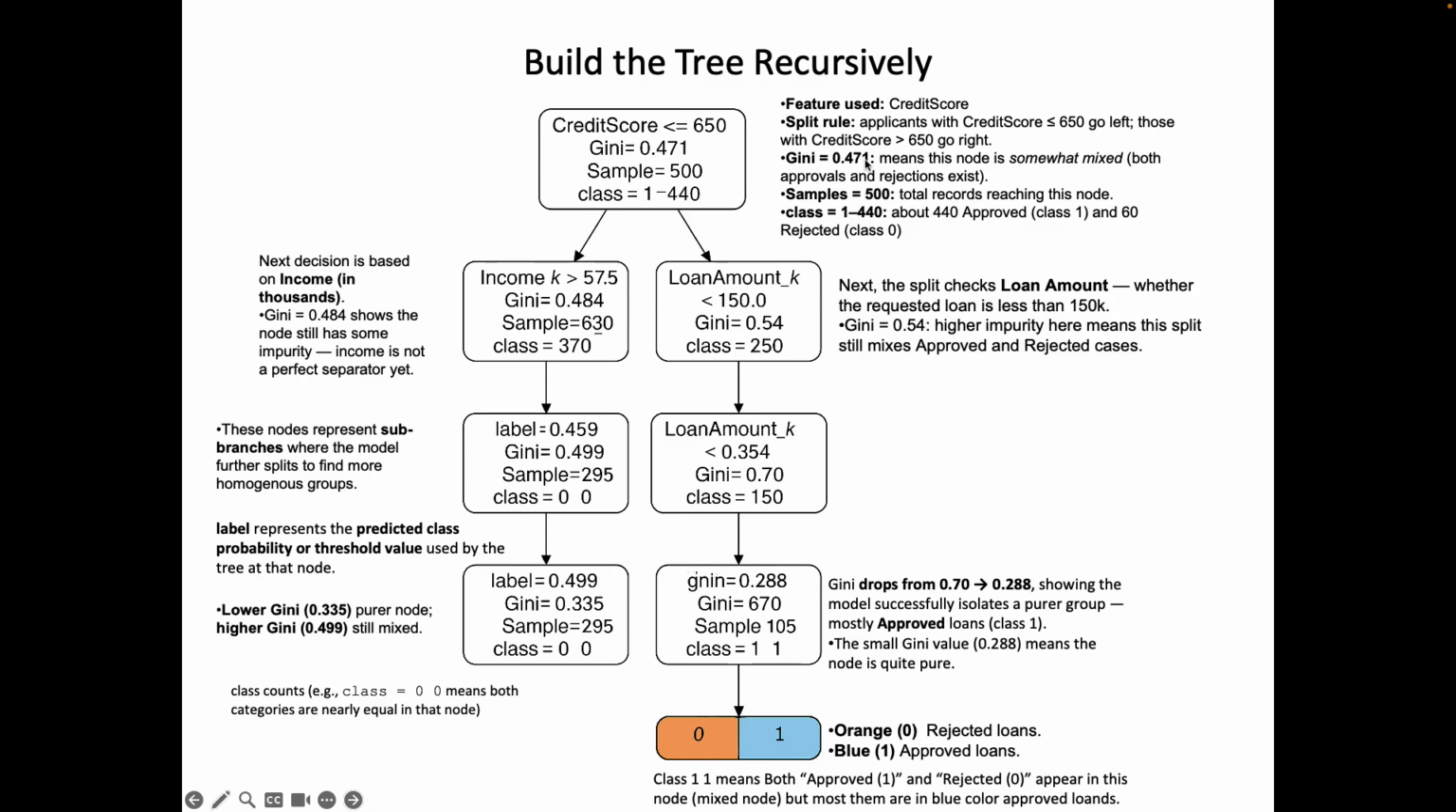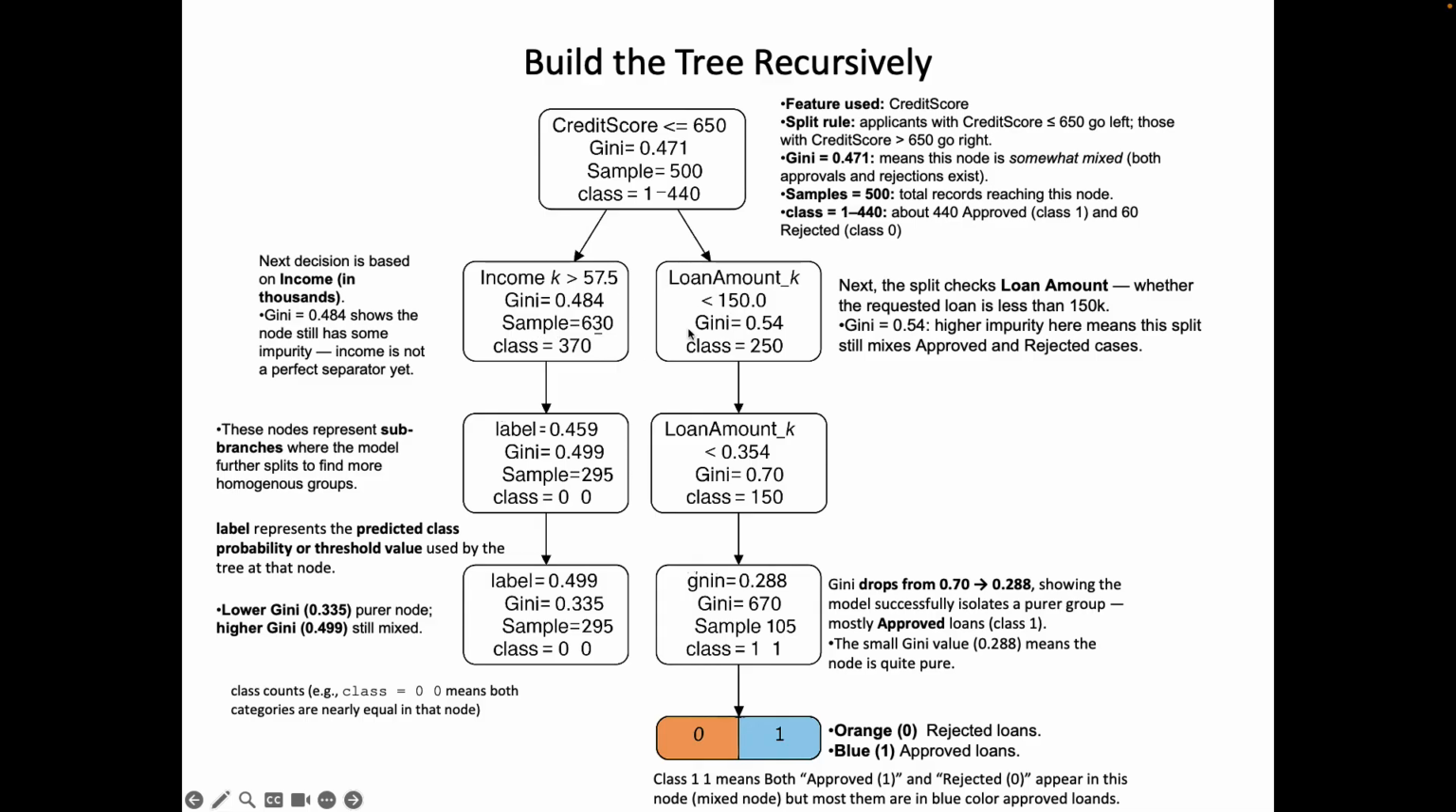And Gini was 0.74, meaning this node is somewhat mixed, and samples are 500. About 450 are approved and 60 are rejected. So out of 500 we picked up the approved ones. So 440 are approved and the rest are rejected. In the class, 1 means accepted, approved, so that is 440. Got it? Okay.